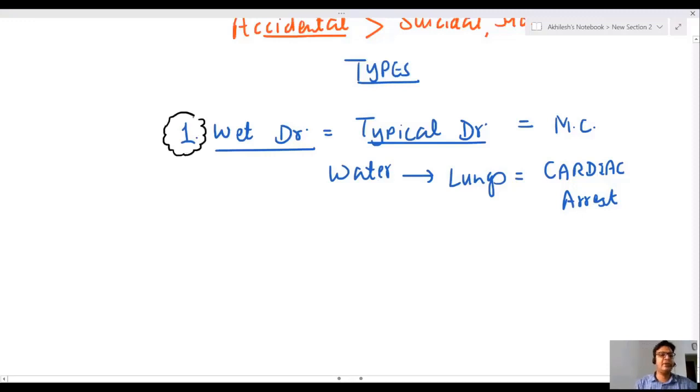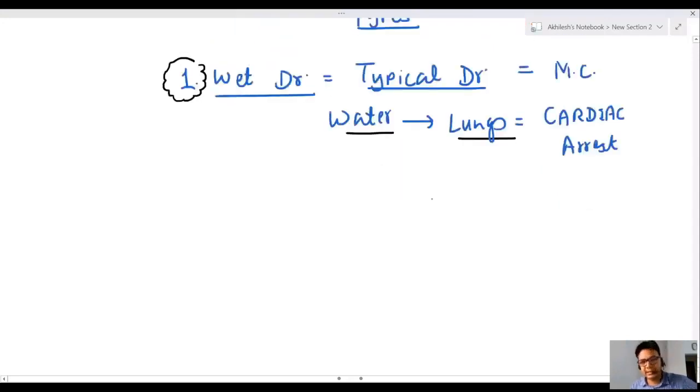In Hindi we say wet drowning. What is the meaning of wet? Wet means water goes in the lung. Sir, wet drowning is of two types. One is fresh water drowning and the second is sea water drowning.